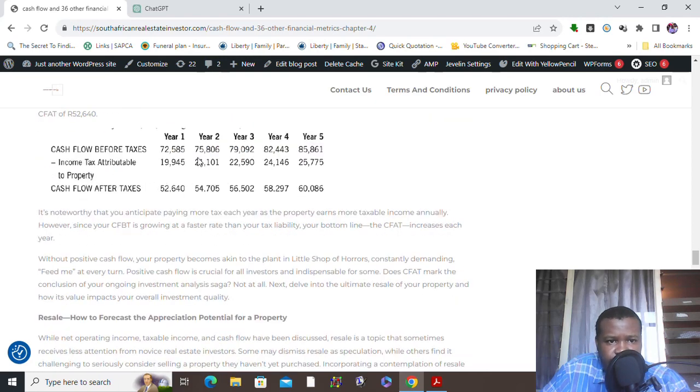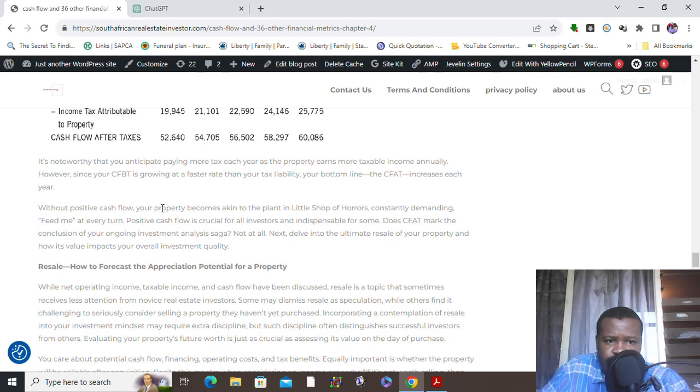That's for year 1, 54,705 for year 2, 56,502 for year 3, 58,297 for year 4, and 60,086 for year 5. It's noteworthy that you anticipate paying more taxes each year as the property earns more taxable income annually. However, since the cash flow before taxes is growing at a faster rate than your tax liability, your bottom line of cash flow after taxes increases each year.